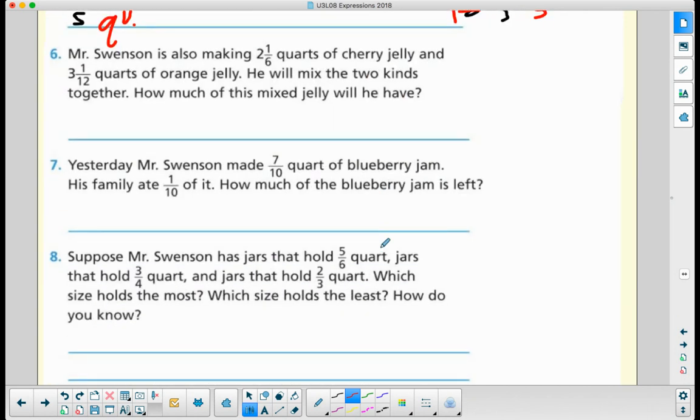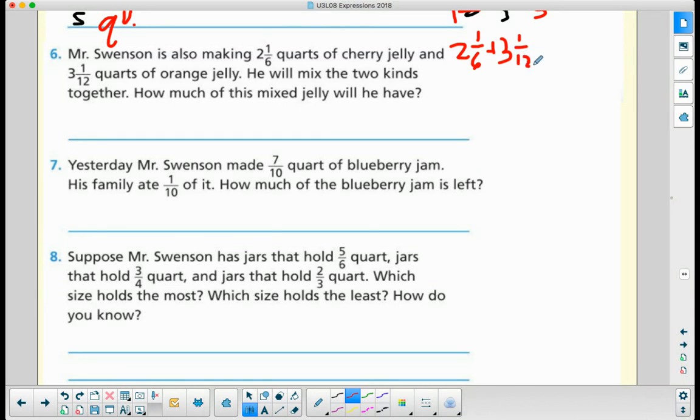Number 6, Mr. Swenson is also making 2 1/6 quarts of cherry jelly and 3 1/12 quarts of orange jelly. 3 1/12 is greater, so he's making more orange jelly. He will mix the two kinds together. How much of the mixed jelly will he have? Well, if I mix them together, I'm going to have this much plus this much, so I know I'm adding. 2 1/6 plus 3 1/12.